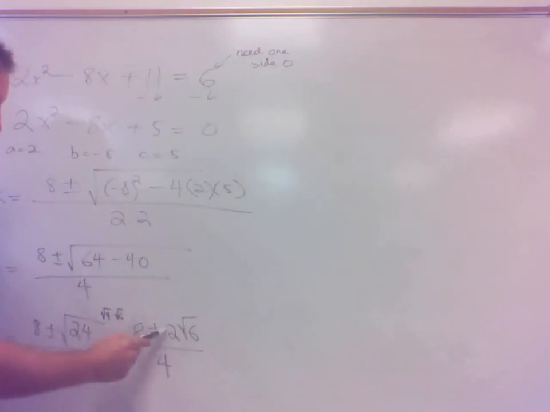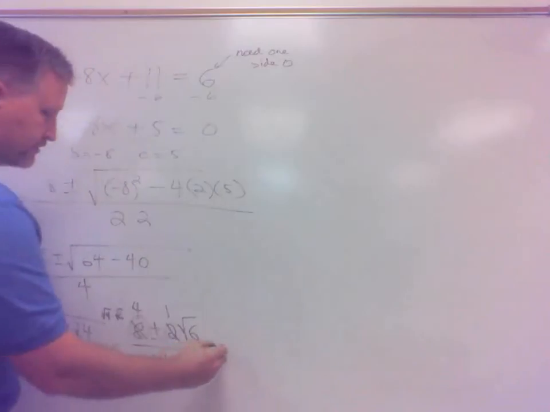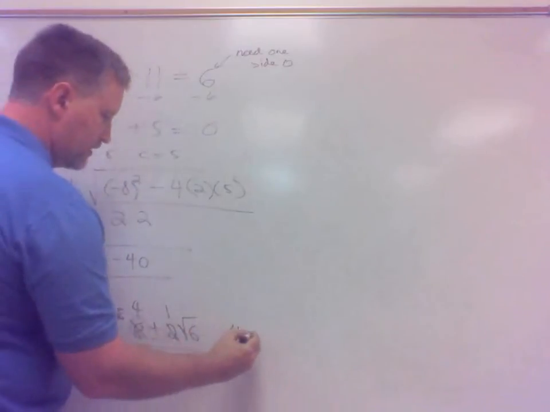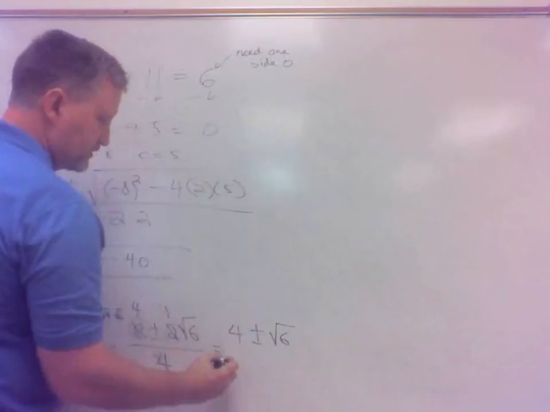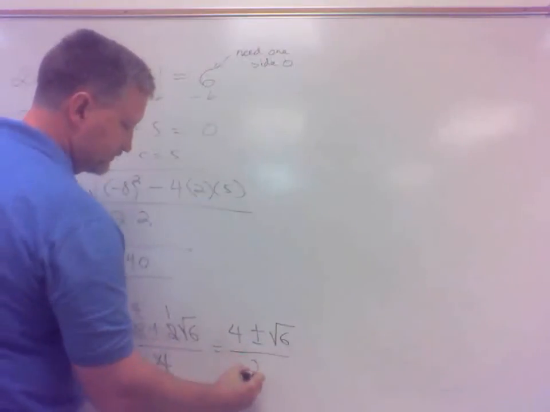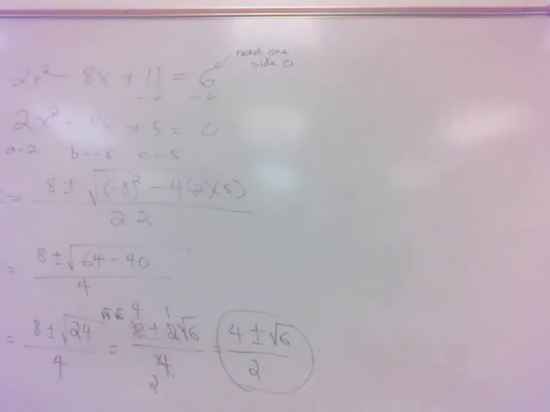If you look at everything but the square root there, all those reduce by 2. So I'm going to reduce all these by 2. Reduce that by 2, you get 4. Reduce that by 2, you get 1. Reduce that by 2, you get 2. So here's what I get: 4 plus or minus 1 square root of 6. I don't have to write that 1. So just square root of 6 and then divide by 2. And that's the simplified answer. All right?